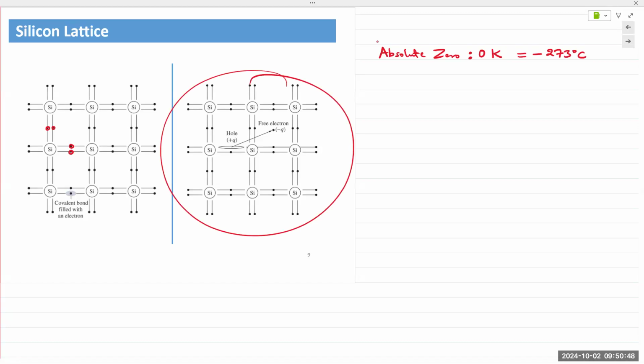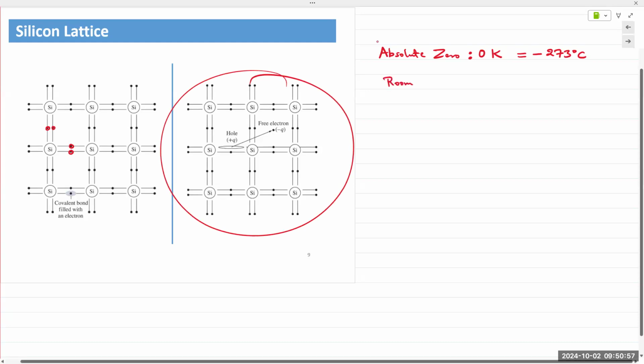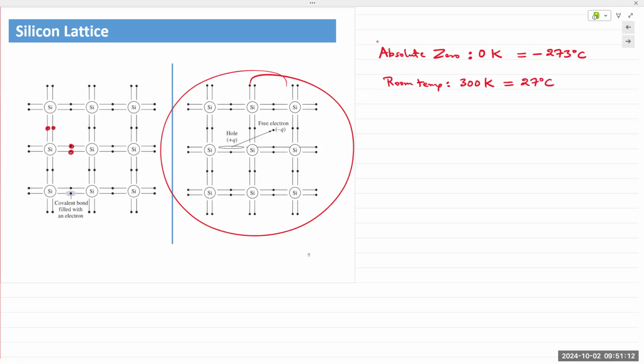And this also leads us into, actually, before I get to that, let me just refer to this. Room temperature is typically referred to as 25 degrees C, or in this case, 300 Kelvin, which is equal to 27 degrees C. Just as a reminder, the Kelvin scale is linear. If you have degrees C, you simply add 273 or subtract 273.